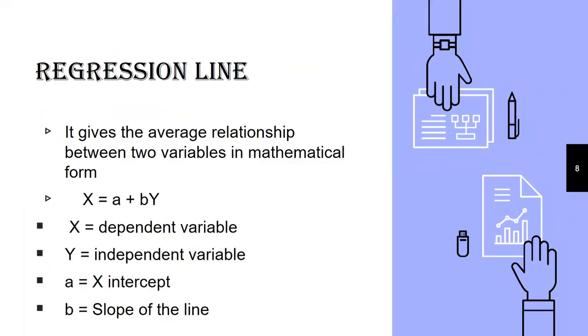Regression line. It gives the average relationship between two variables in mathematical form. Y is equal to a plus bx, where y is the dependent variable, x is the independent variable, a is the y-intercept, and b is the slope of regression.